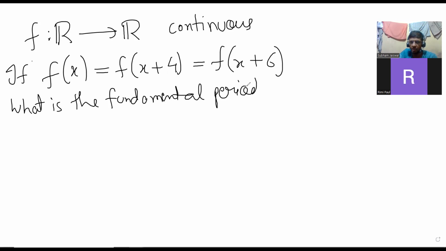From this information, what can you say about the fundamental period? So 4 is a period, 6 is a period, 8 is a period, 12 is a period. Good. But what's the smallest period from the question? From the question, it will be either 4 or some number which divides 4. So it will be either 1, or 2, or 4.